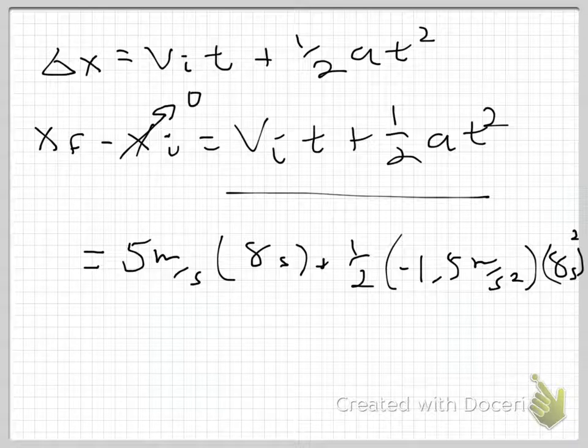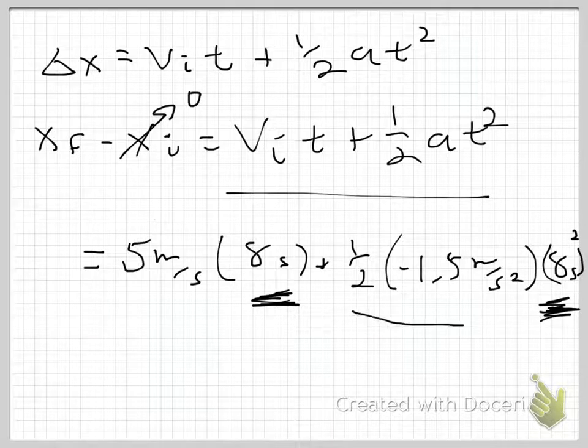So notice what happens here. I've got time to the first power here and time squared over here. As time goes on, I'm at 8 seconds, the squared term is going to get bigger and bigger faster than this one. This is t, this is t squared. t squared is going to grow a lot faster than t. Well, the t squared is associated with this term, which notice is negative, right?